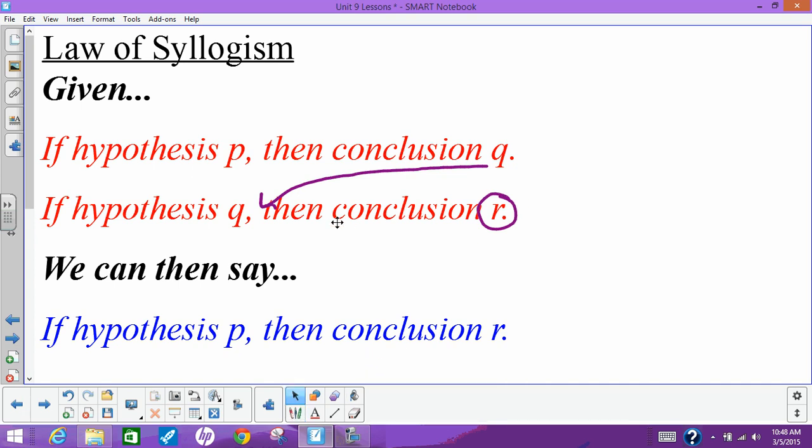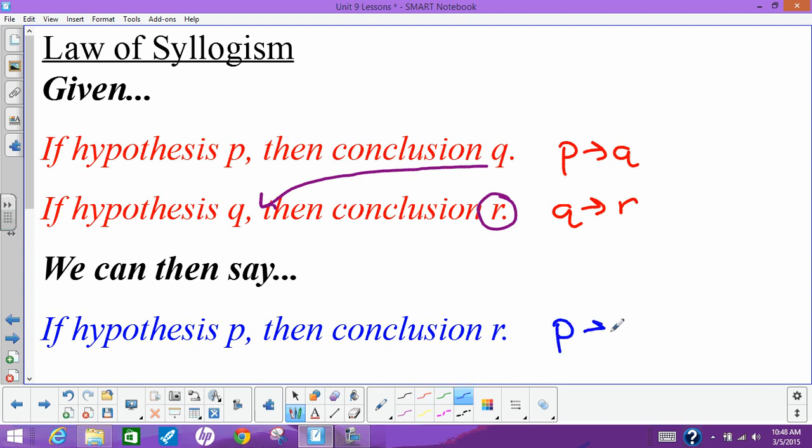So if we have this set up where we have if P then Q, and I'll write that out, if P then Q, and then we have if Q then R, we can make this conclusion down here: if P then R. So we can write a new conditional where we just use P and R.